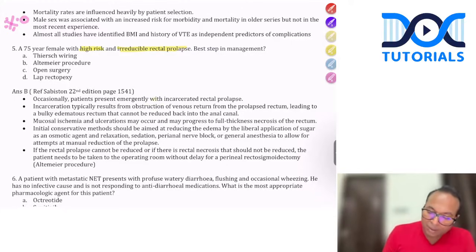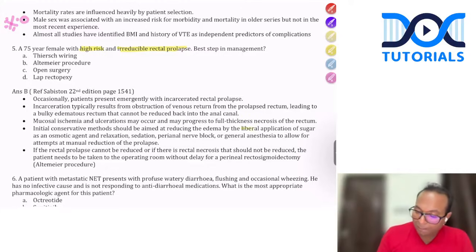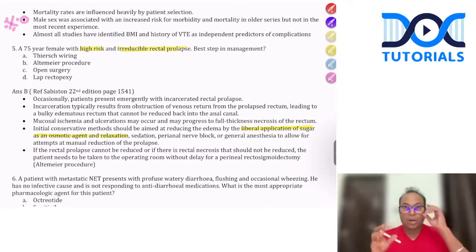Occasionally, patients present as an emergency with incarcerated rectal prolapse. Incarceration typically results from obstruction of the venous return from the prolapsed rectum, leading to a bulky edematous rectum that cannot be reduced back into the anal canal. Mucosal ischemia and ulcerations may occur and may progress to full thickness necrosis. Initial conservative management should be aimed at reducing the edema by liberal application of sugar. That's the initial treatment, as an osmotic agent. Usually we use magnesium sulfate, glycerin, oil, powder, mixed and put on the prolapsed rectum. All these things will reduce the edema.